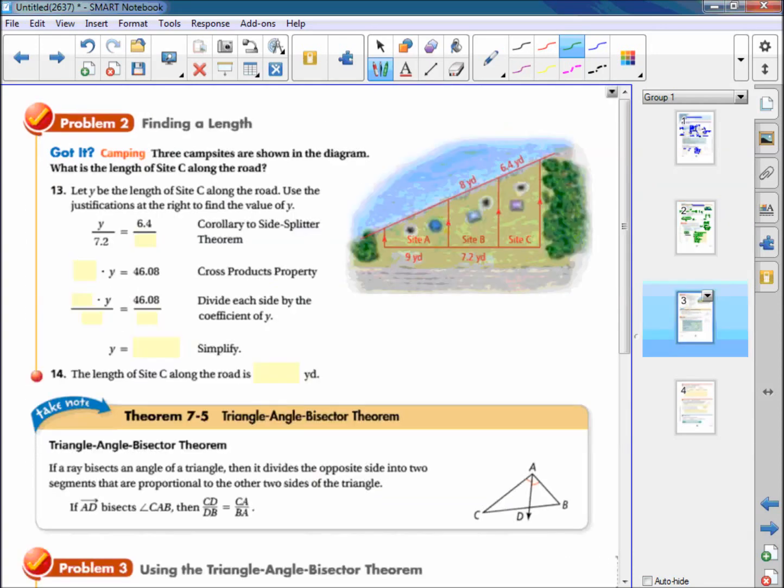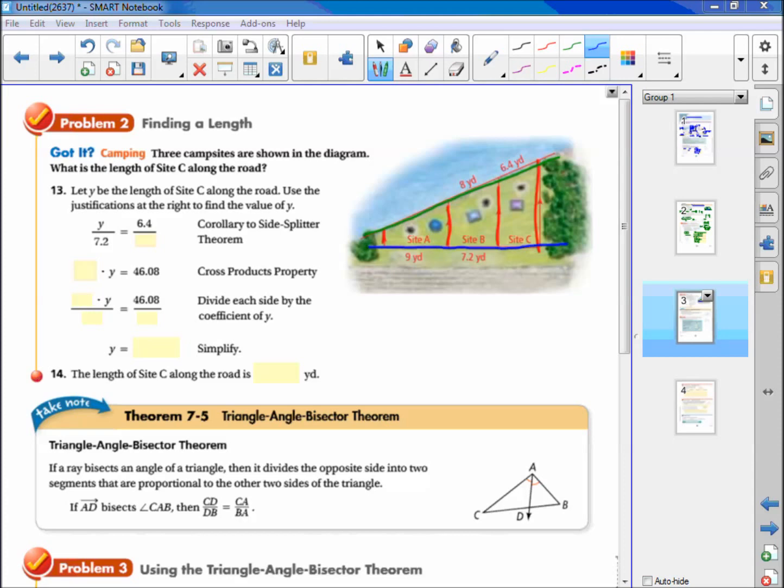All right, let's flip it over and take a look at page 3. So problem 2, finding a length. This is a camping problem here. So 3 campsites are shown in the diagram. What is the length of site C along the road? All right, so we have 3 parallel lines, and then we have transversals cutting across them. So we have this green transversal and this blue transversal. So we know that that's going to break it into proportional sides, okay?